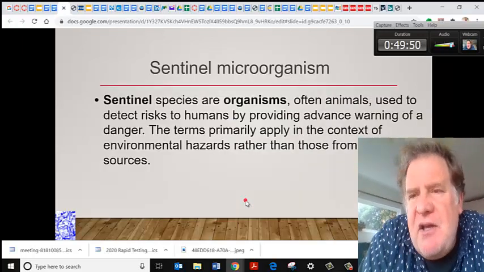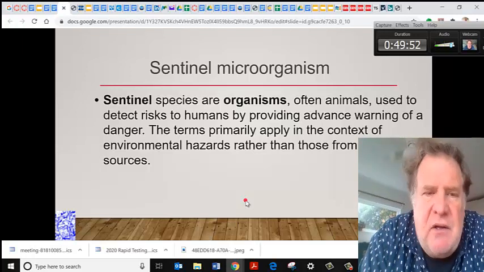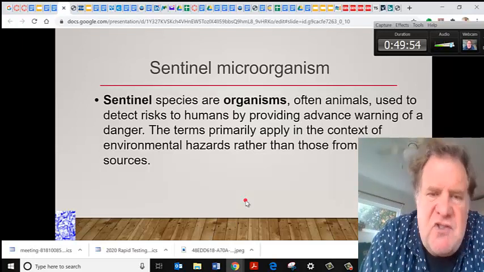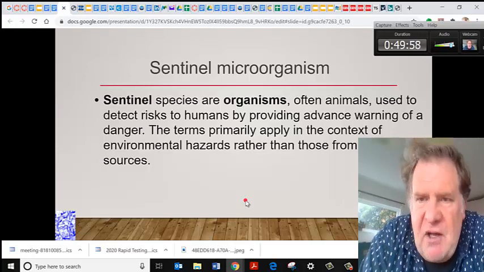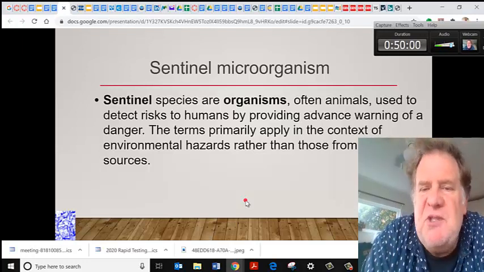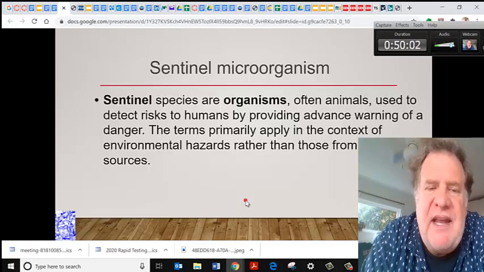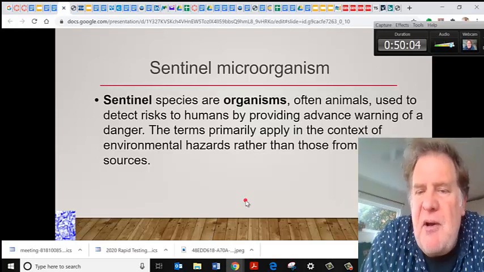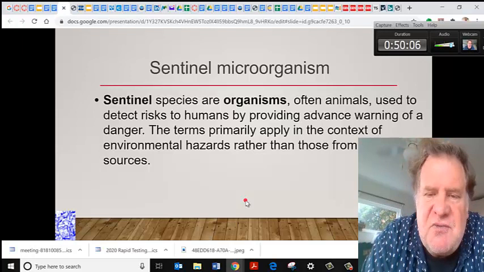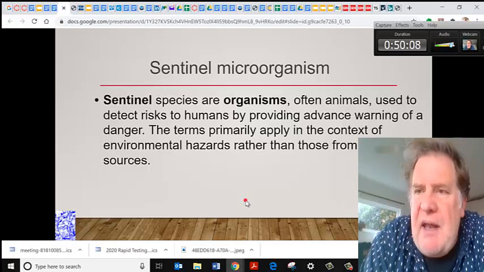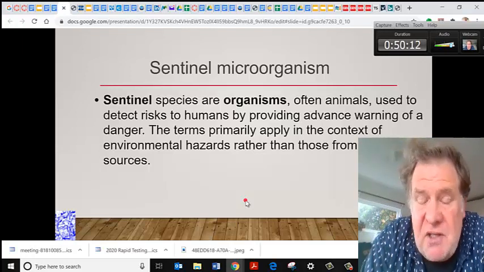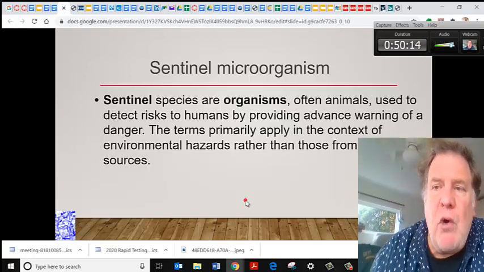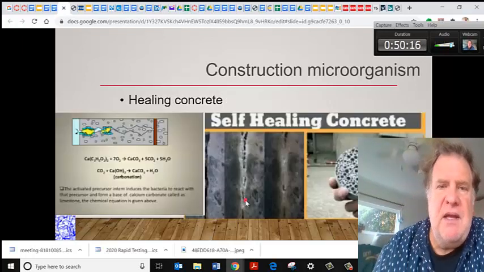Another thing I want to tell you about is that microorganisms can actually be sentinel organisms, what we call sentinel species. These are organisms, often animals, we think about the canary in a coal mine, that are used to detect risks to humans by providing advanced warning of danger. The term primarily applies to environmental hazards rather than those from other sources. But again, if we're able to train microorganisms, we're able to use them to warn us that things are going wrong in our environment and that we need to look at that.